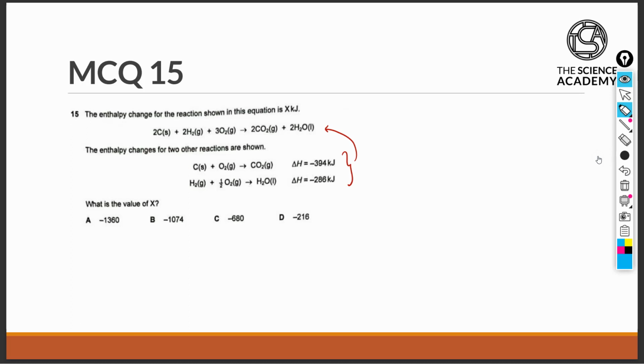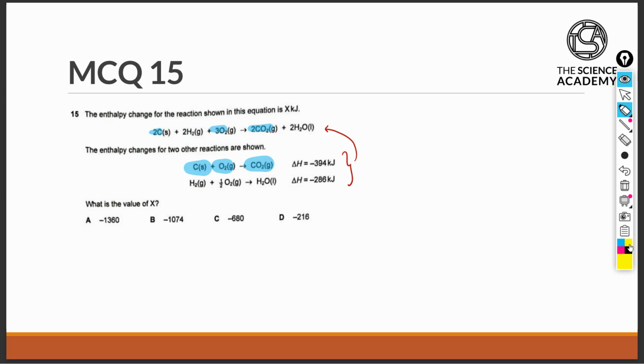Looking at the first reaction, let's highlight it in blue. 1 mole of carbon reacts with 1 mole of oxygen gas to give 1 mole of carbon dioxide gas. We see the same reactants, carbon and oxygen, and the same product in the main reaction above.